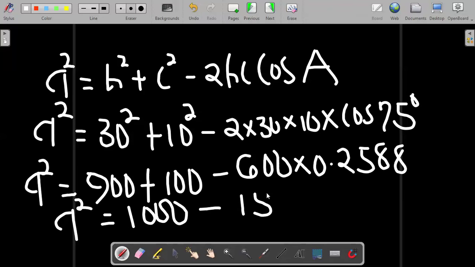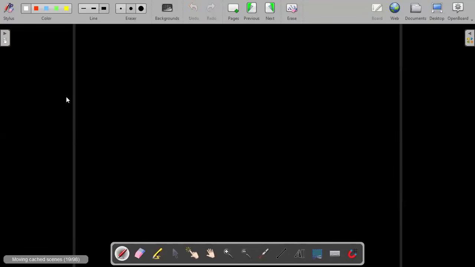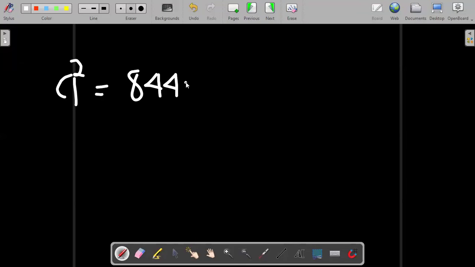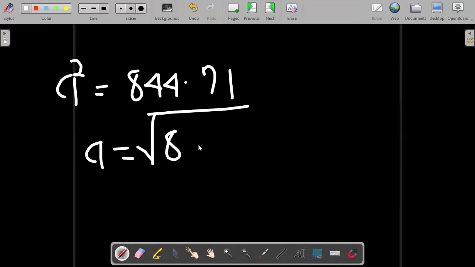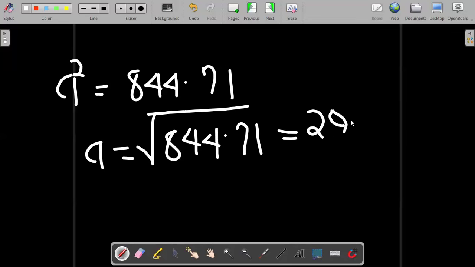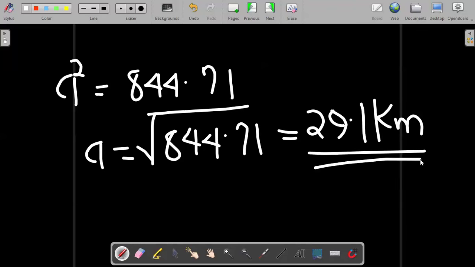So a squared will give me 1000 minus 600 times this. I'm going to have 155.29. So 1000 minus that, I'm going to have a squared to be 844.71. So my a will give me the square root of 844.71. The root answer will give me 29.1 kilometers. So this is the distance of the ship from the harbor. So write it.